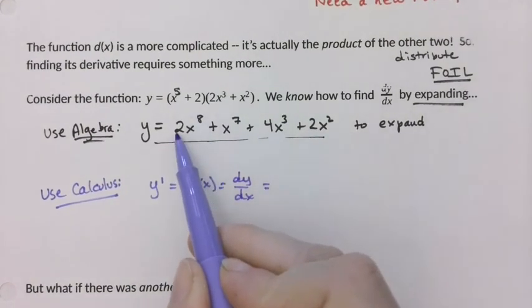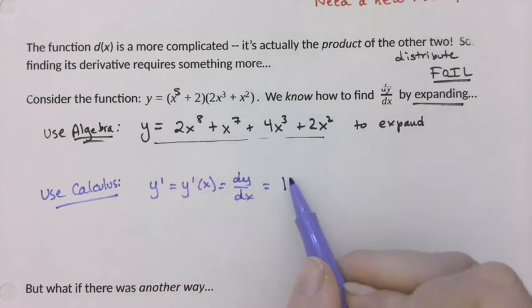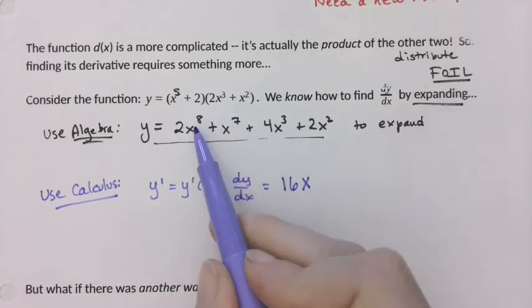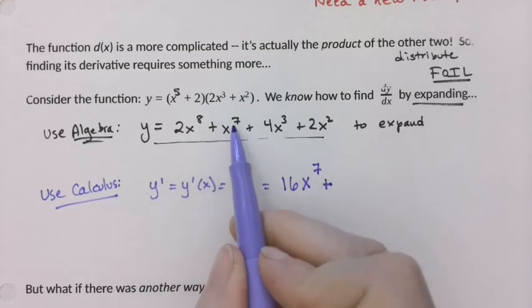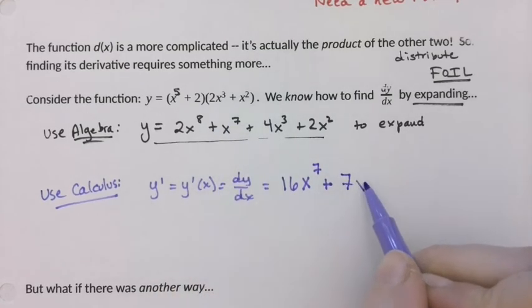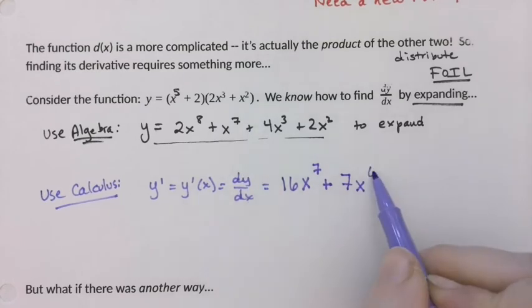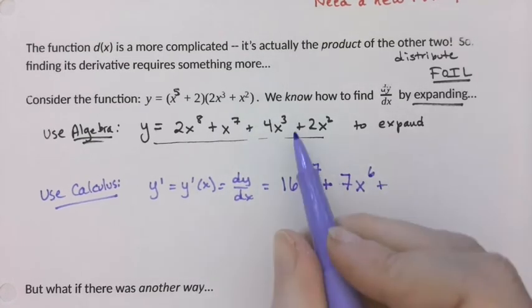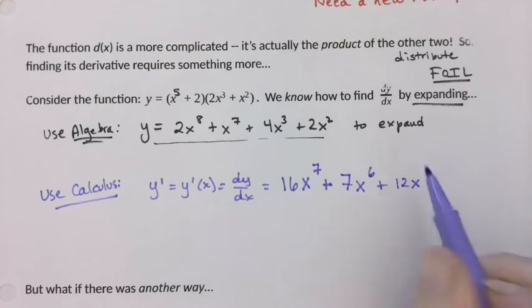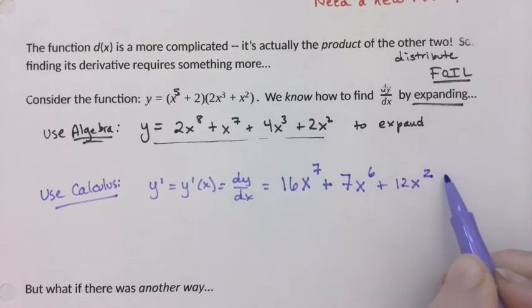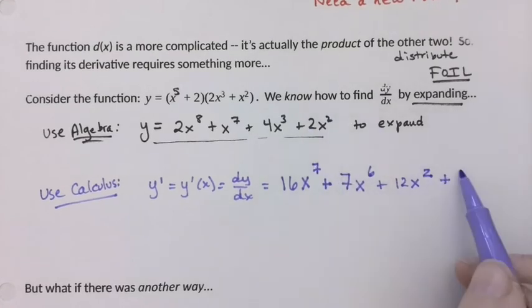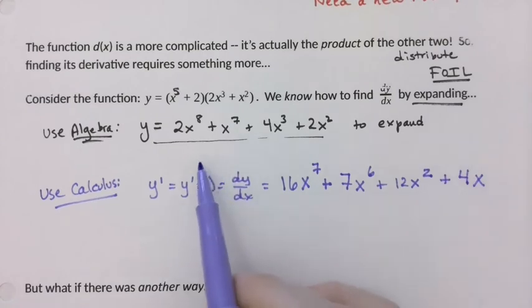So bringing the 8 down, 2 times 8 makes 16. Subtract 1 from the power, 7. Plus, bring the 7 down. 7x to the 7, take away 1 is 6. Plus 12x to the, because 4 times 3 is 12, to the 2, plus 2 times 2 is 4, x to the 1. And there we have it. Here's the derivative.